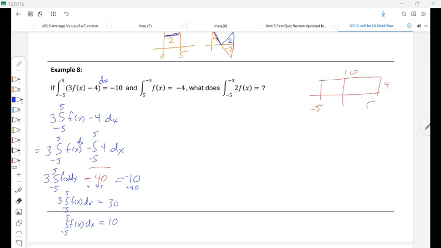Jack takes offense to me calling an integral ugly. It's elegant. That was the word he used yesterday. Yes.